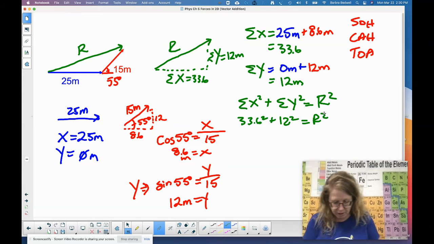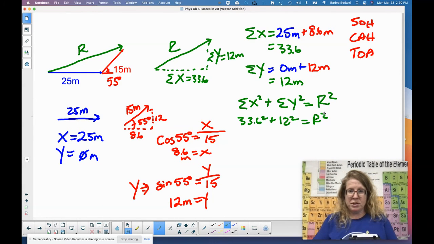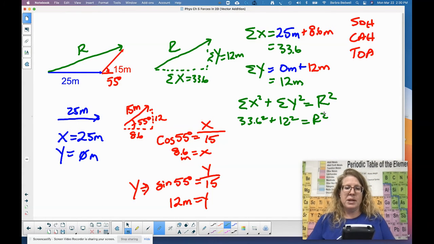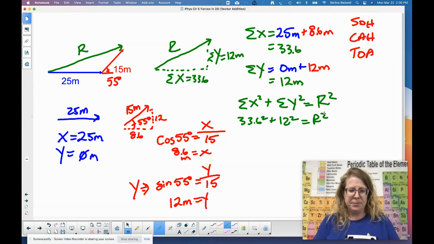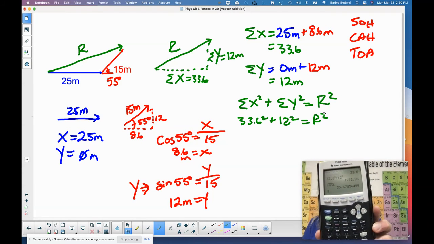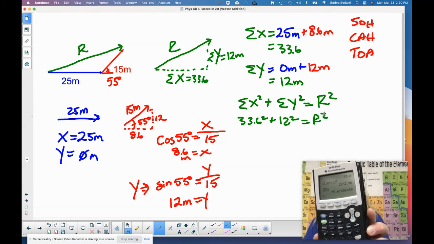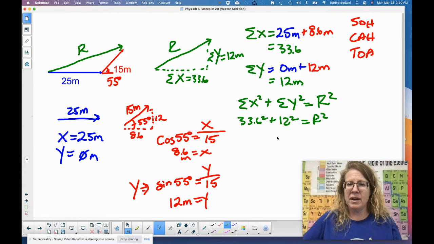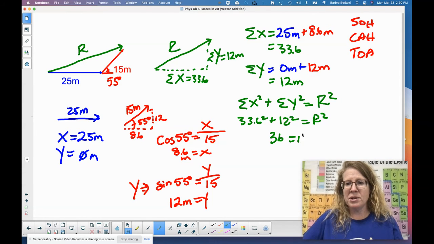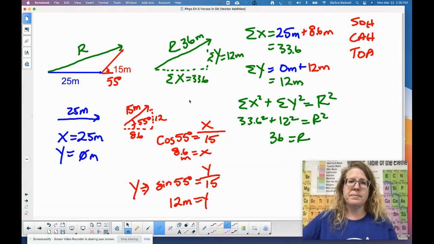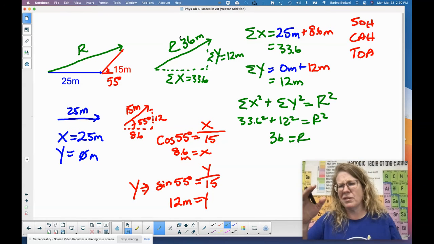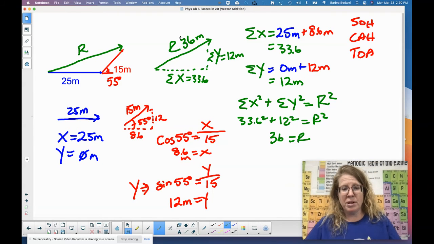A little bit of algebra here. 33.6 squared plus 12 squared is equal to 1272.96. I'm going to take the square root of that value. And I get an r value equal to 35. Basically, we're going to call that 36. Again, we're just doing it with one sig fig. So 36 equals r, and that's meters. So we now know this is 36 meters. Okay, last part that we need to do.